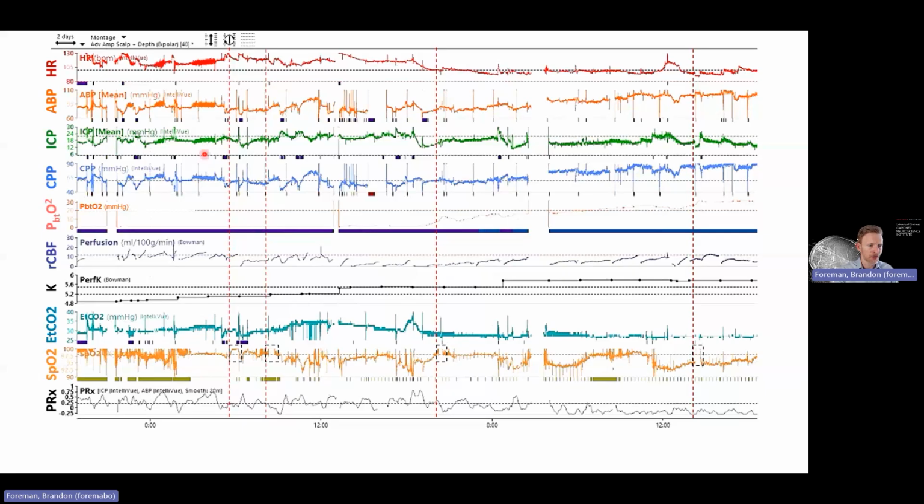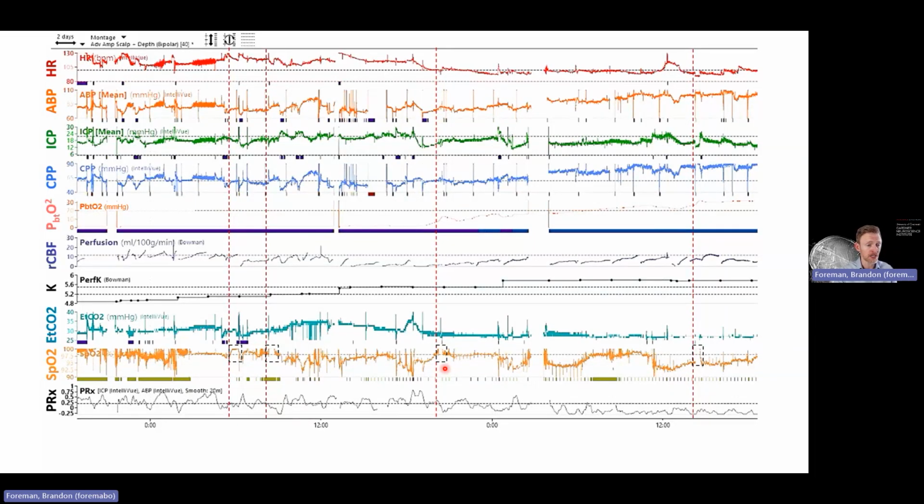This is 2 days of multimodality monitoring recording. You can see in the labels the different sorts of modalities that we're talking about, things like intracranial pressure, cerebral perfusion pressure, brain tissue oxygen, of course, blood flow, end-tidal CO2, oxygen saturation, and this number PRX or pressure reactivity index. So what I want to show you in this example in the red lines are where we've increased the FiO2, and you can see the oxygen saturation here in the SpO2 tracing increases appropriately.